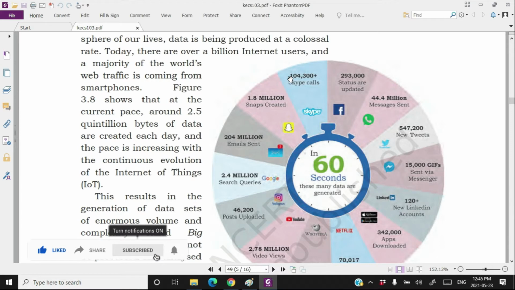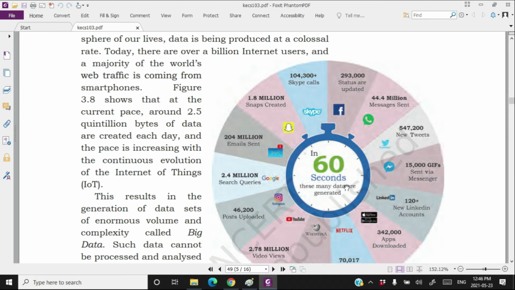There are a total of 104,000 Skype calls. There are a total of 293,000 status updates on Facebook. On WhatsApp, a total of 44.4 million messages are sent per 60 seconds, per minute. There are 547,000 tweets per minute on Twitter. There are 2.78 million video views per minute on YouTube. There are 2.4 million search queries per minute on Google. There are 204 million emails sent per minute.